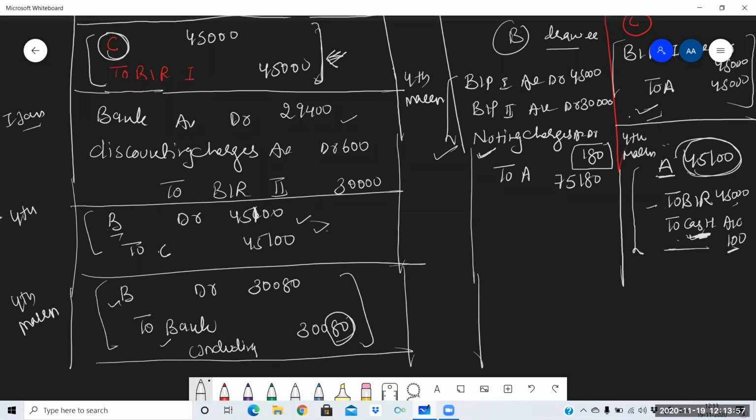Who is drawee to A? B. In both the cases, drawee is B. So that's why he has debited B in his book. So the question is completed. And in this question, you have seen that three parties' books we have prepared: drawer's book, drawee's book, and payee's book or endorsee's book.